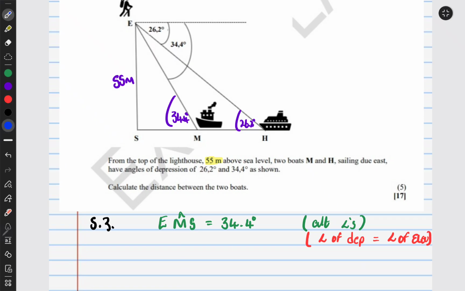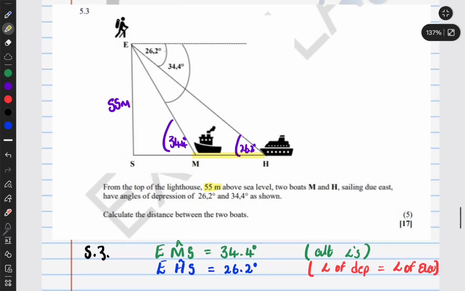And then we also said angle H of EHS is equal to 26.2 degrees. And side ES, we have been told that it is 55 meters above sea level. We also calculate the distance between the two points, so the distance MH. In order to calculate the distance MH, what do we have to do? We have to separate these two triangles.